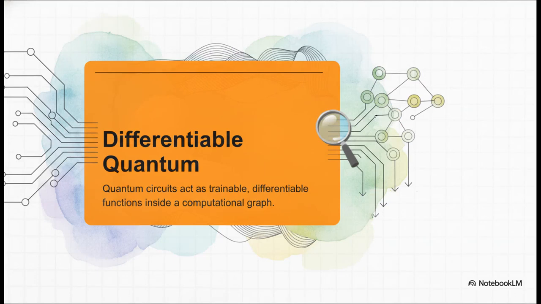Taking that hybrid concept a step further, we arrive at differentiable quantum programming. This is a model where quantum circuits behave exactly like trainable differentiable functions sitting inside a much larger classical computational graph. PennyLane is the major software framework built entirely around this paradigm. By treating the quantum circuit as a differentiable node, you can actually use classical machine learning techniques, think automatic differentiation and gradient descent, to literally train the quantum circuit. This is what unlocks quantum machine learning, variational chemistry, and gradient-based optimization workflows across all sorts of different backends.